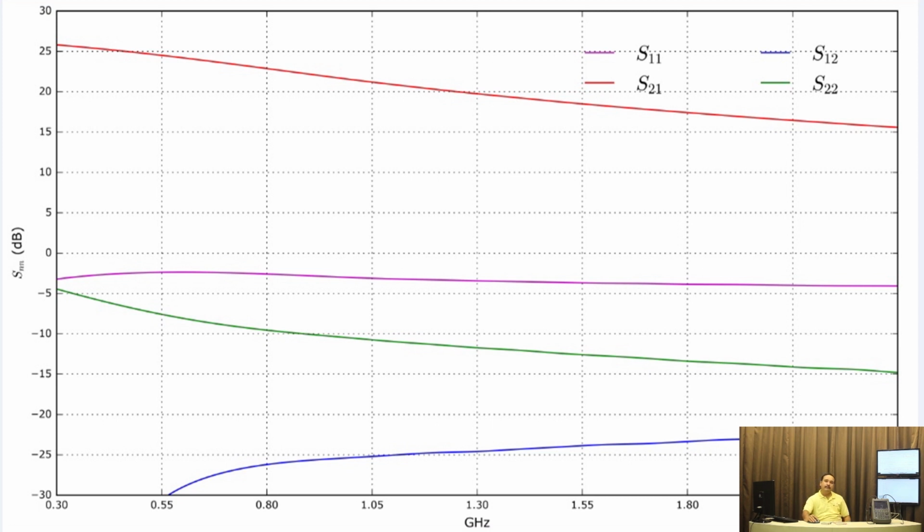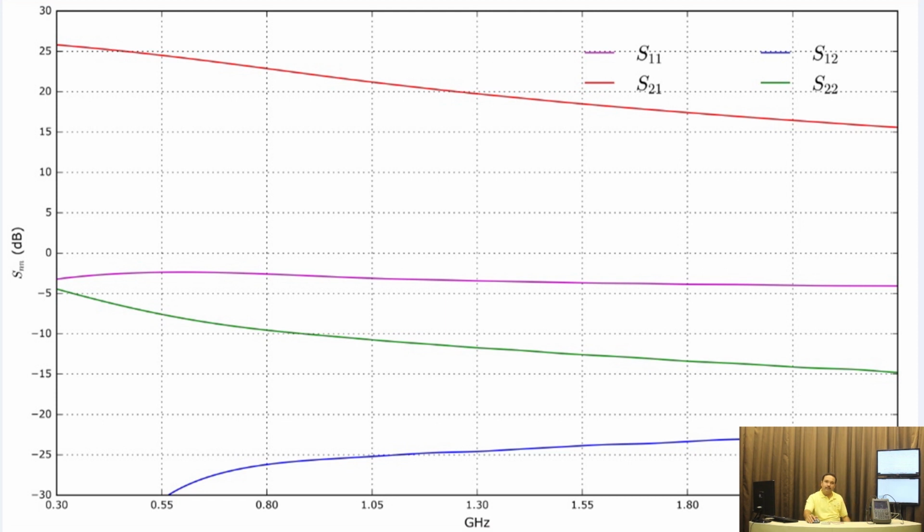S12, which is the reverse isolation, tells you that if you apply the signal on the output side, how much would come at the input side. For a single transistor, it is of the order of minus 25 dB. And the magenta line, which is S11, states the input reflection for the transistor when it is biased at, say, VDS of 4 volt and drain current of 40 milliampere.